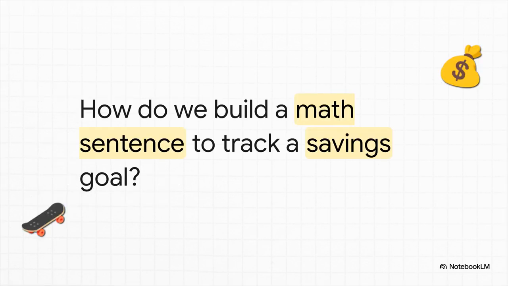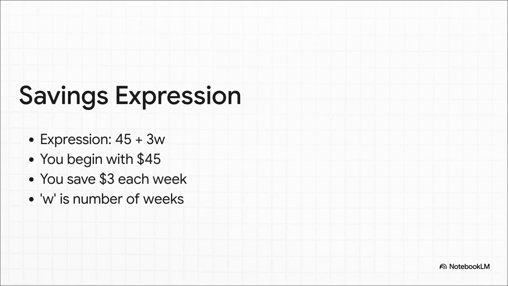All right, let's level up a bit and look at a slightly more complex goal. Imagine you're diligently saving up for a brand new $125 skateboard. How do we build a mathematical sentence to track this financial goal over time? So here's the scenario. You already have $45 sitting in the bank, and you plan to save exactly $3 each week. We can easily translate this goal into the algebraic expression 45 plus 3w. You start with a constant, $45, and you add $3 multiplied by every single week that passes, which is represented perfectly by our variable, w.